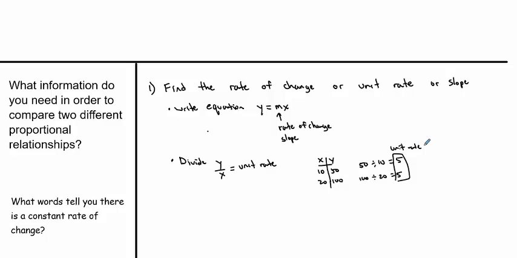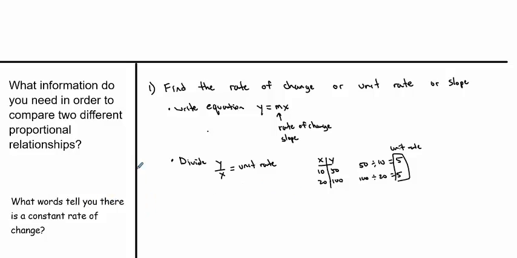That's our unit rate, or our rate of change, or our constant of proportionality, right, from last year. That's how we found the constant of proportionality. That's all the same thing here. This m is the constant of proportionality. It's the rate of change. It's the slope. All different words for the same number.